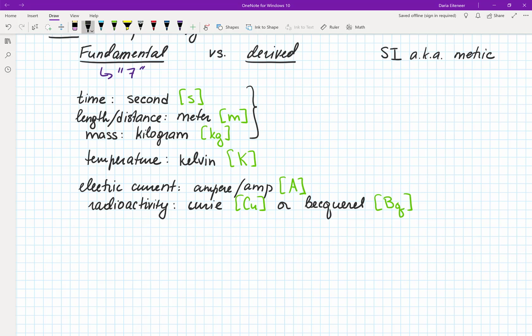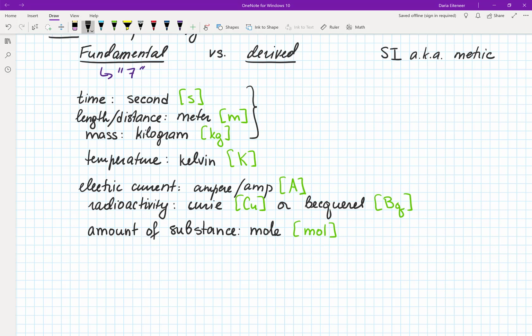This one here is amount of substance. This one you have seen in chemistry. And the unit is mole. So the unit is written MOLE, but the abbreviation is MOL. Not much of an abbreviation, but that's how we use it. So we'll see a little bit of it in this course, and then mostly in the next course.